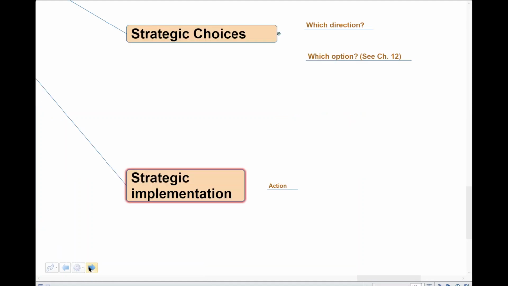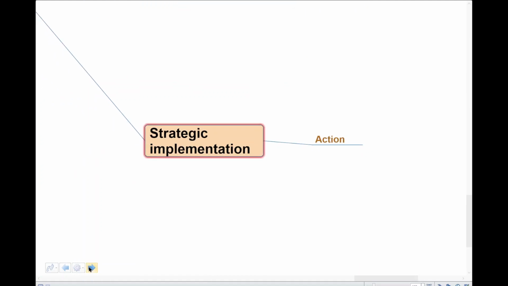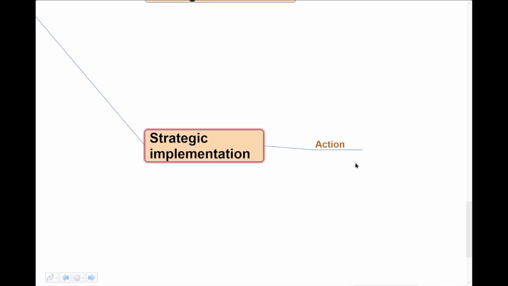Okay? Now, next area is strategic implementation. Now, as I said, that is really putting things into play. This is about action. This is about an action plan, a set of steps that really kicks this particular, let's say, strategic option 3 into action.